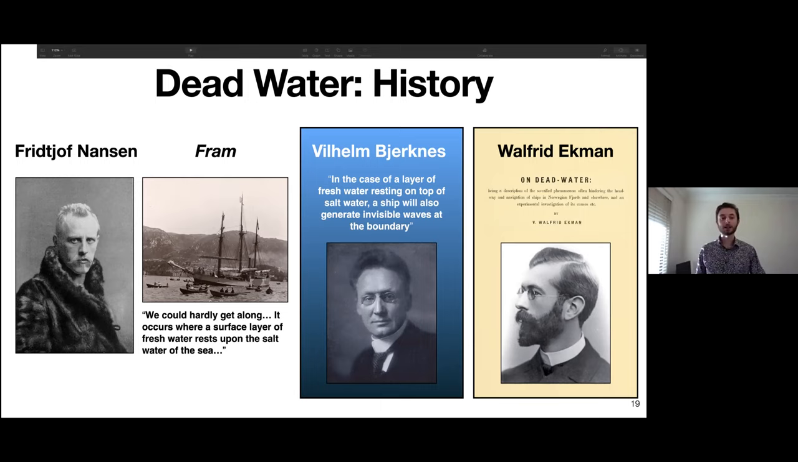And one of the things he noticed on this voyage was that occasionally this boat, despite being state of the art for 1893, with an engine and screw propellers, would, despite all this power, get stuck in the middle of the ocean. And he noticed that this only happened where there was a surface layer of fresh water resting upon the salt water of the sea. So he's mystified by this. How could fresh water possibly slow down a boat as powerful as Fram?